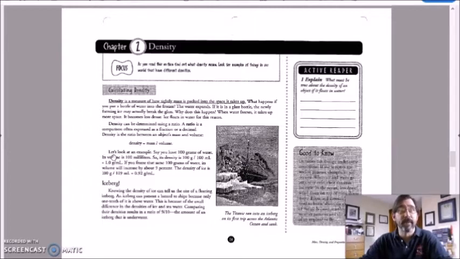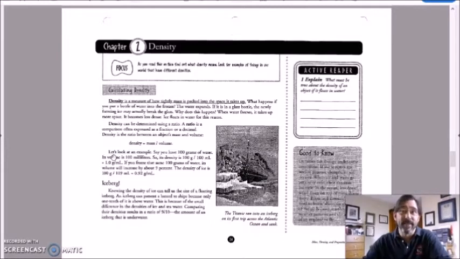Iceberg. Knowing the density of ice can tell us the size of a floating iceberg. An iceberg can present a hazard to ships because only 1/10 of it is above water. This is because of the small difference in the densities of ice and seawater. Comparing their densities results in a ratio of 9/10, the amount of an iceberg that is under the water.